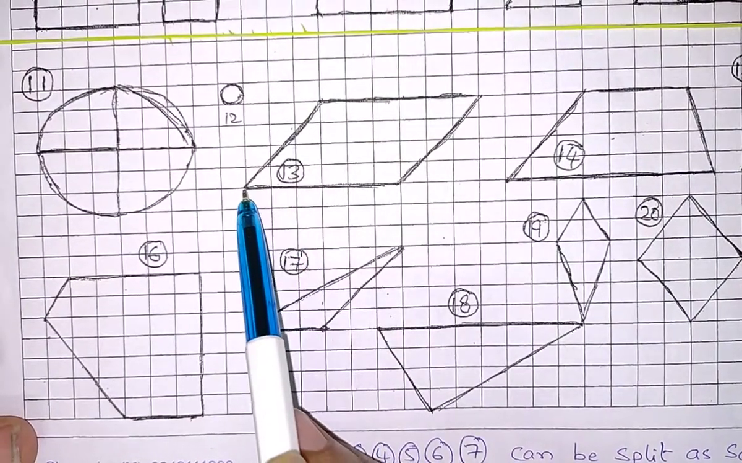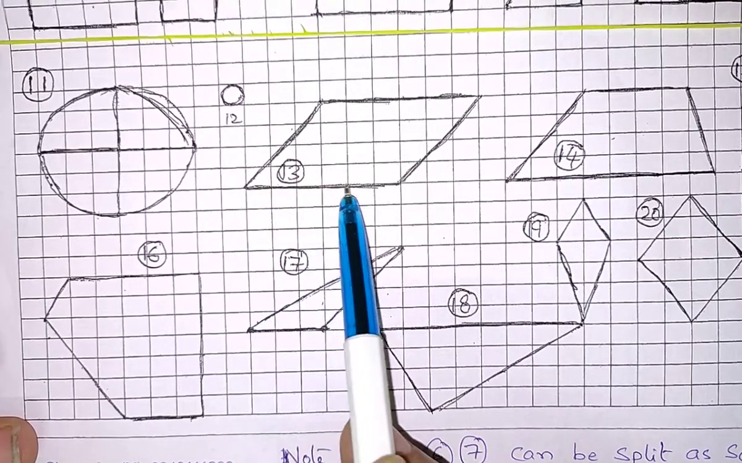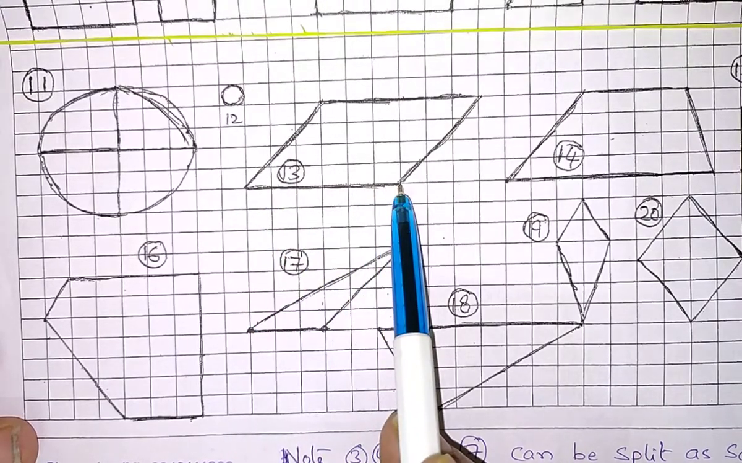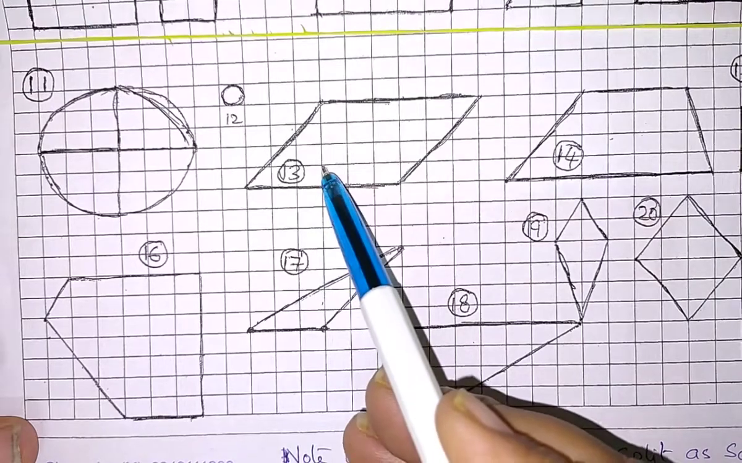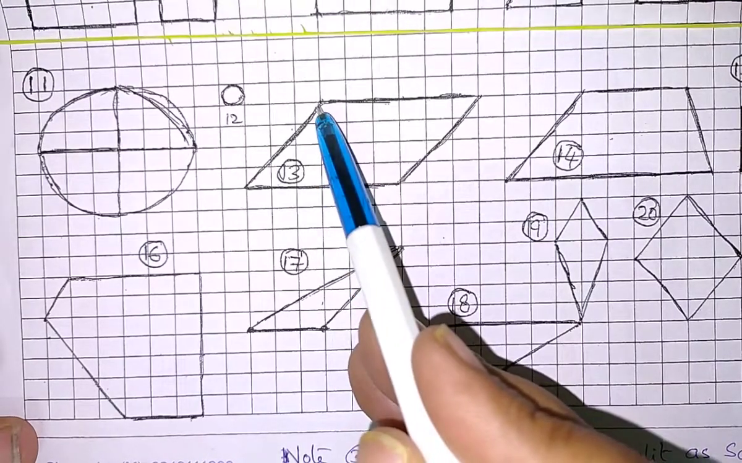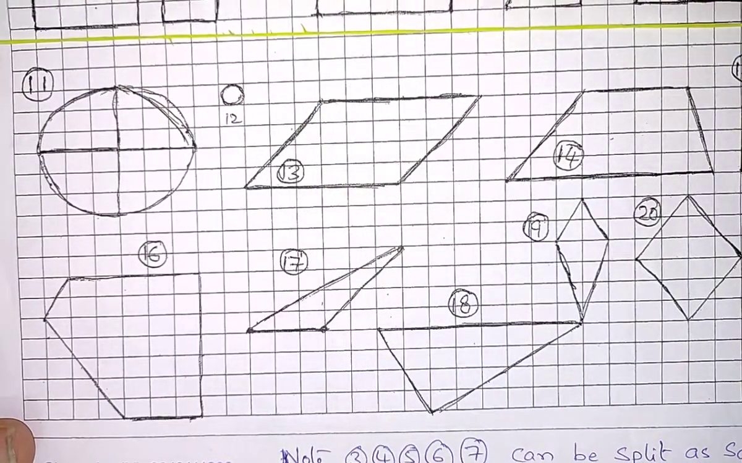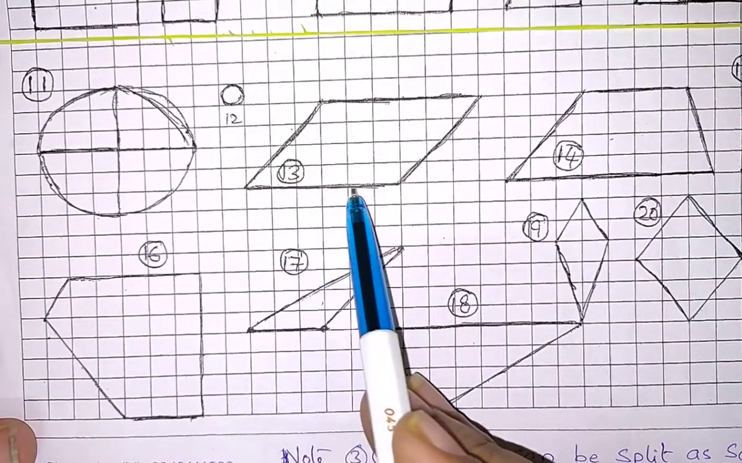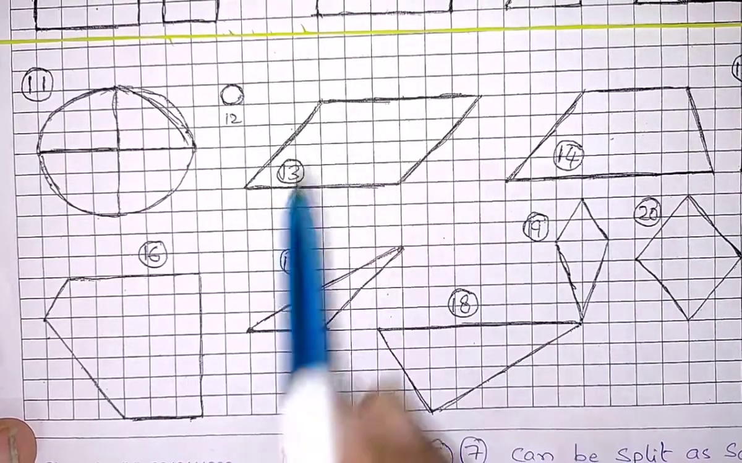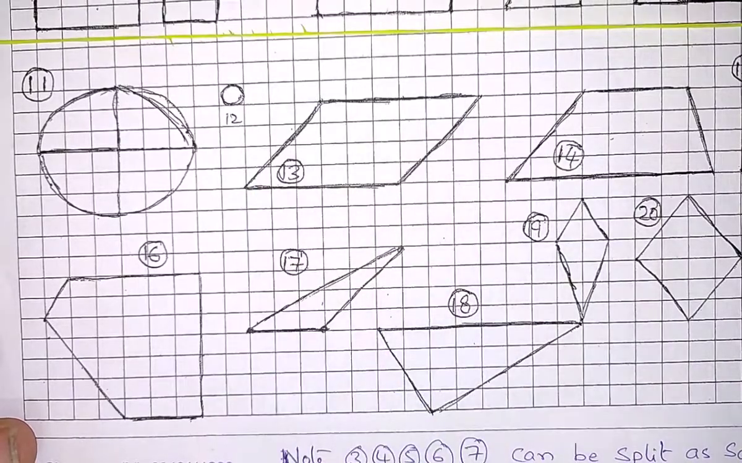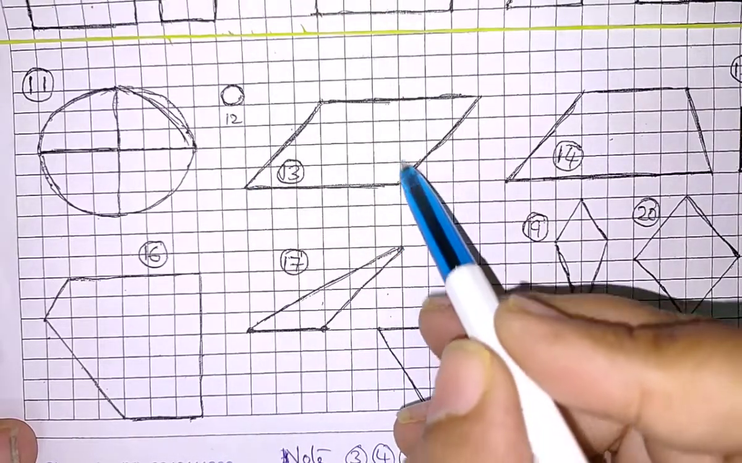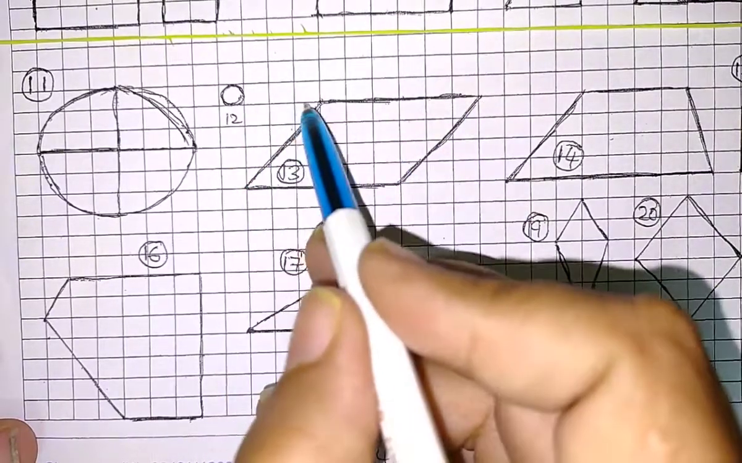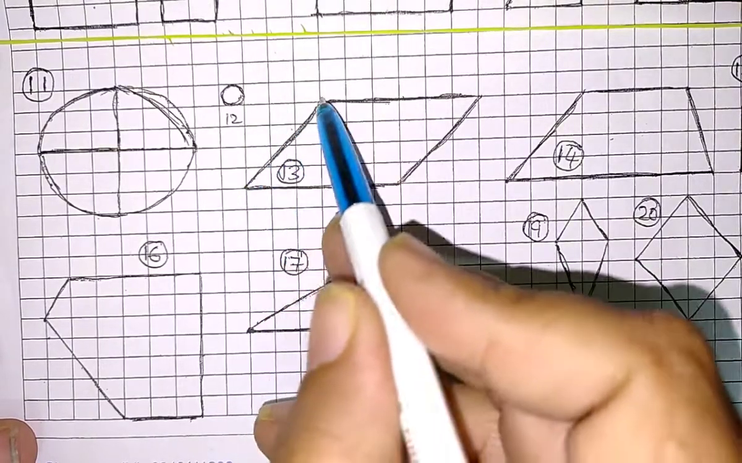Now the 13th question is a parallelogram. Let me count this: 1, 2, 3, 4, 5, 6 is the base. Height is 1, 2, 3, 4. Half into base into height? Half is not required because it's not a triangle. It is not even a rectangle, it is a parallelogram. Base into height, 6 into 4. 6 fours are 24. This is equal to 24 square units. You can chip off this portion here and re-add it here. It looks like a rectangle then.